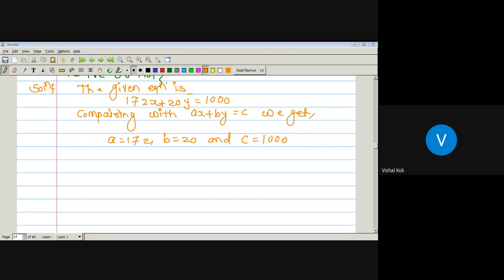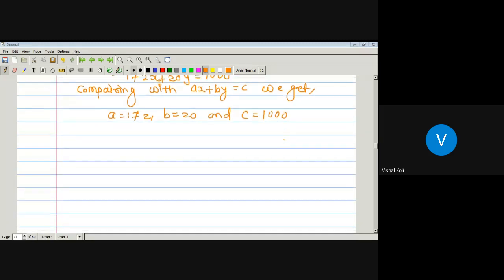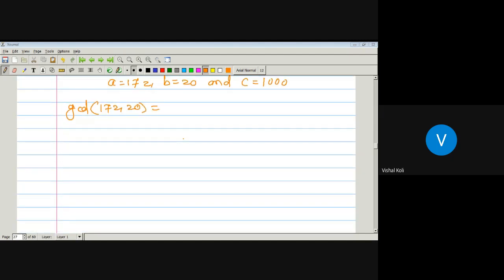Okay, and we know that the linear Diophantine equation ax plus by equal to c has a solution if and only if GCD of a and b divides c. So consider the GCD of a and b, that is 172 and 20. What is the GCD of 172 and 20? 4. Yes, which is equal to 4. But here, as we have to find the particular solution, we will get some values, that is x naught and y naught.